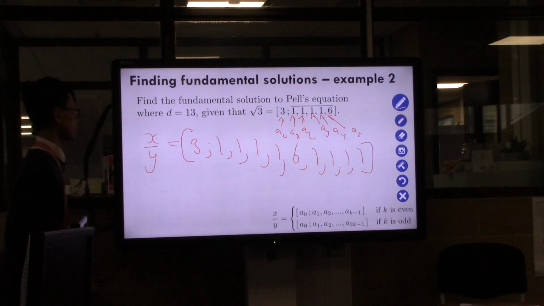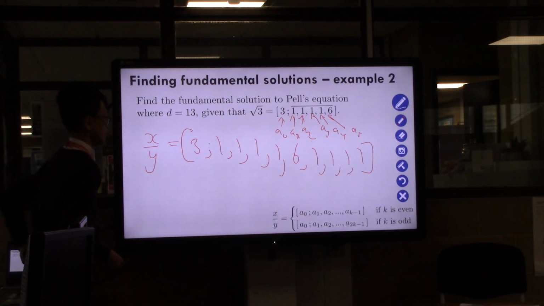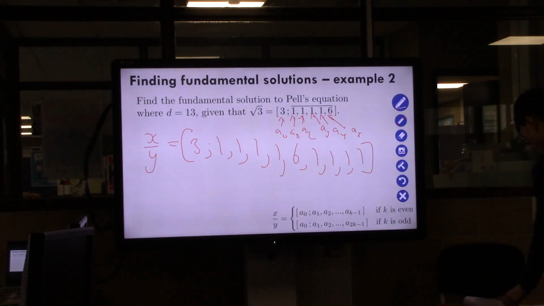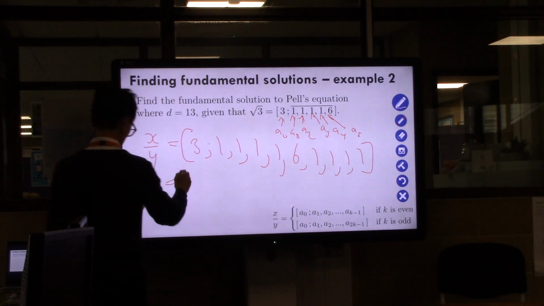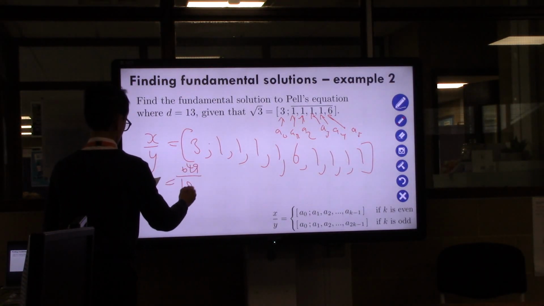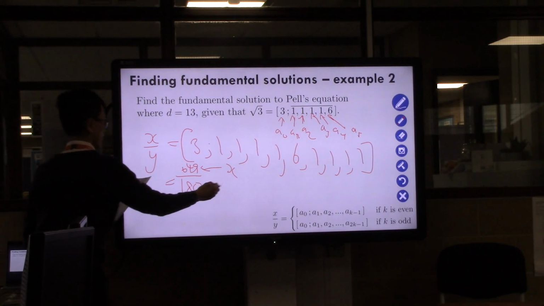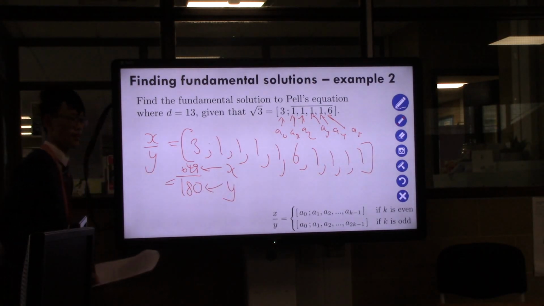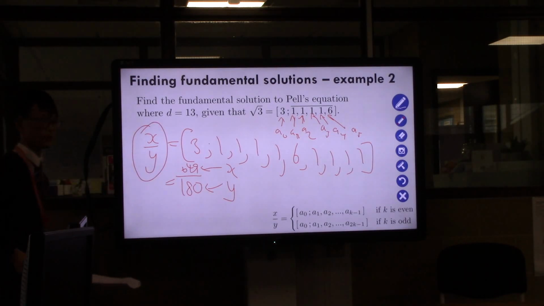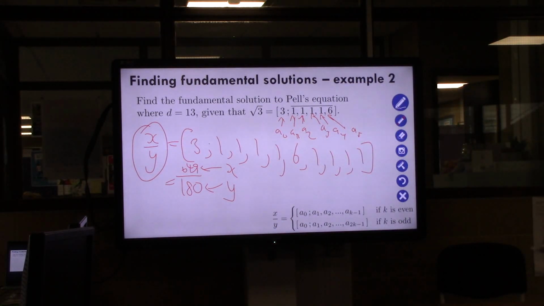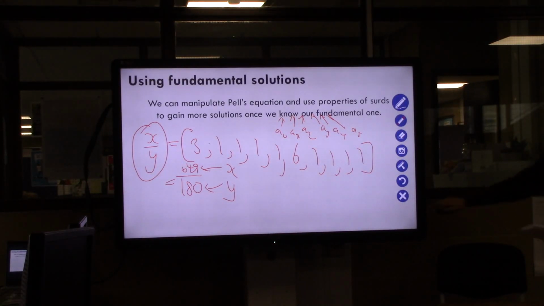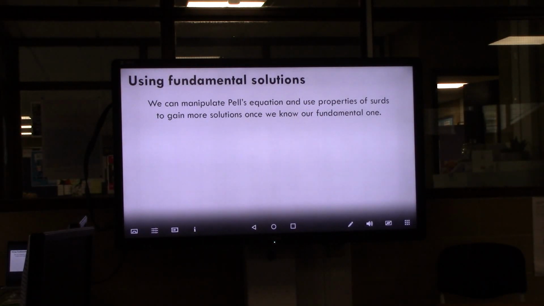And that should give us our x over y, and that is equal to 649 over 180. And so x is 649 and 180 is y. And we'll always take x over y in its simplest form to get our fundamental solution. And we can manipulate Pell's equation and use our properties of surds to gain more solutions when we know our fundamental one.